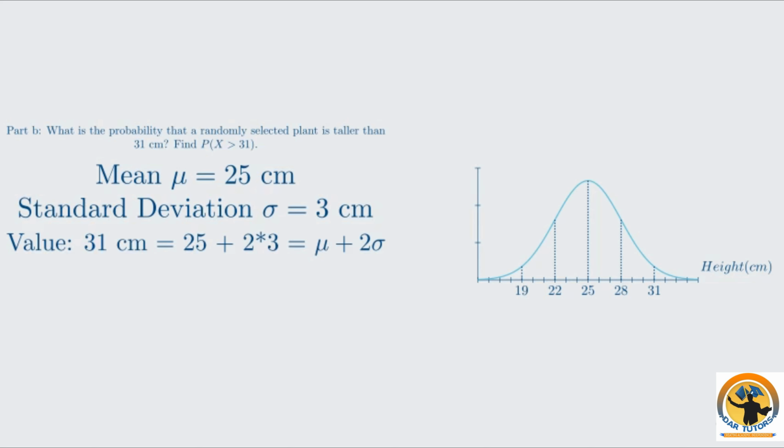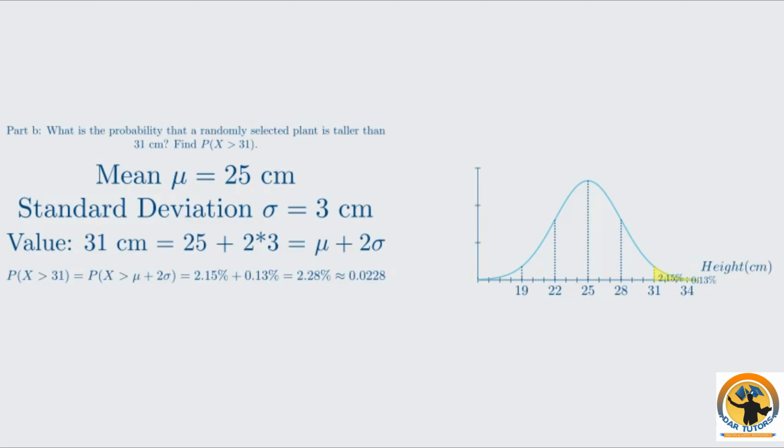We need to find the area under the curve to the right of this point. Looking at the diagram, the area from m plus 2s to m plus 3s is 2.15%, and the tail area beyond m plus 3s is 0.13%. Adding them gives us 2.28%, so the probability that a plant is taller than 31 centimeters is approximately 0.02.